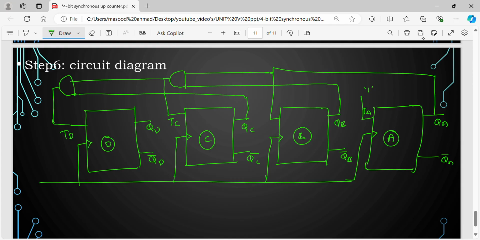Similarly, we can look at the 4-bit synchronous down counter in the next class.